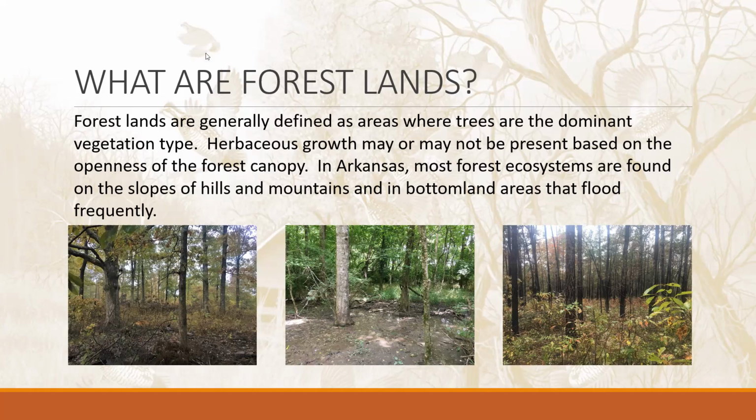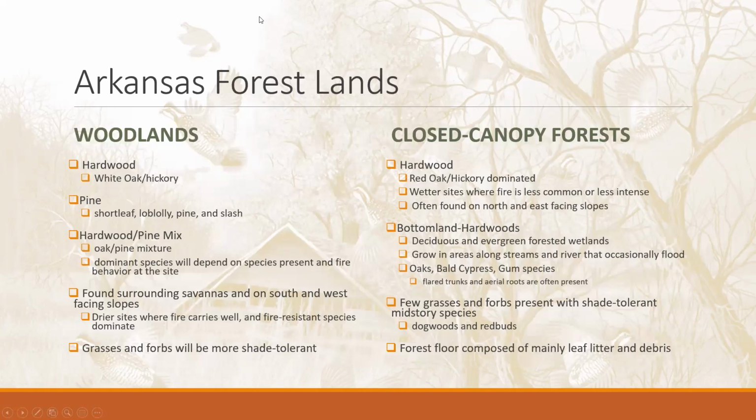So we can go ahead and go to the next slide. Here we're going to talk a little bit more about the different types of woodlands that we have. So we have three types here. We have just our hardwood woodlands, so that's more of your white oak dominated with a little bit of hickory mixed in. These are going to be more on your south facing slopes because they generally get more sunlight and they're a little bit drier, and they burn a little bit better and a little hotter, and white oak species are more resistant to fire. So you're going to have a higher percentage of those.